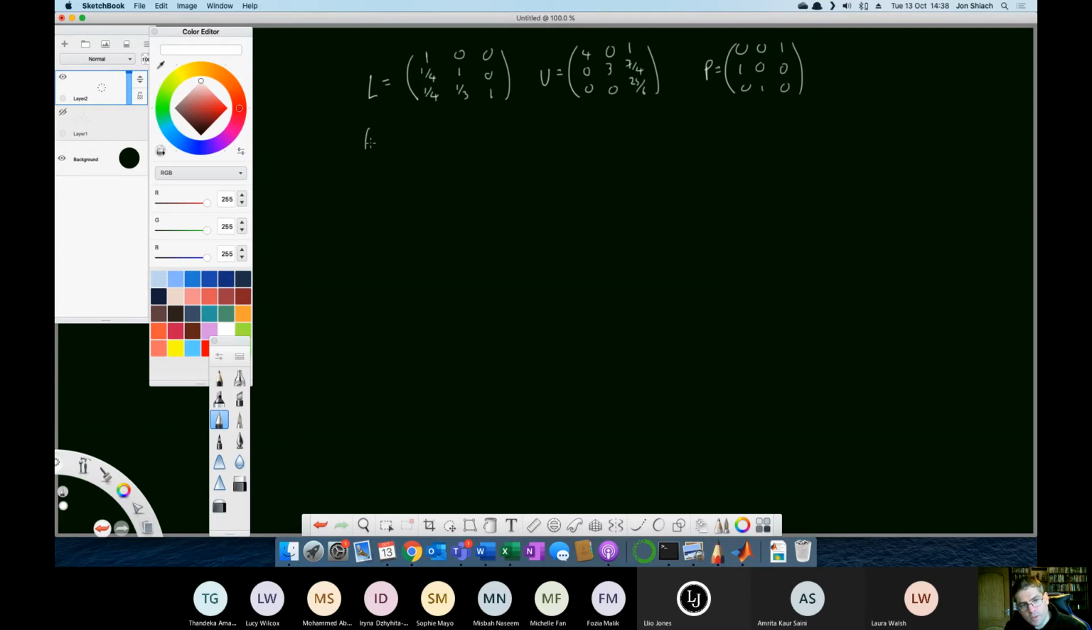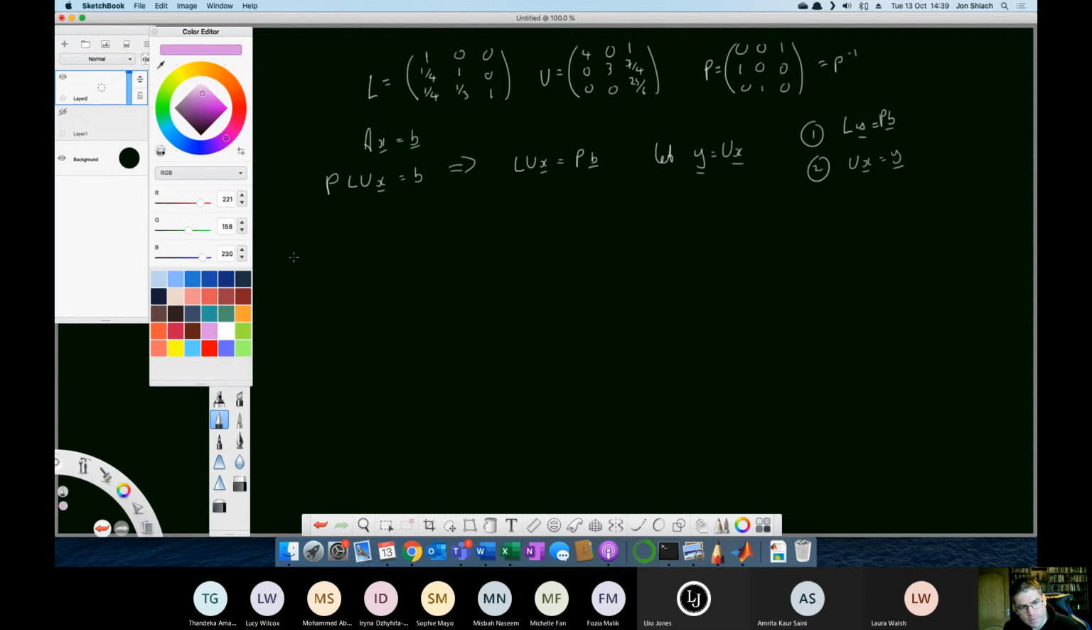Okay, so remember we're solving AX equals B, and A is LU, and we've also applied a permutation to A. So what that means is we have LUX equals PB. The reason being is the inverse of P is itself. Because if we swap rows around, the inverse is just swapping them back. So we're solving this. If we let y equal UX, the first thing we do is solve Ly equals PB, and the second step is solving UX equals y.